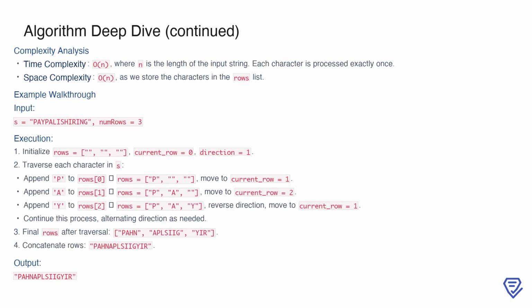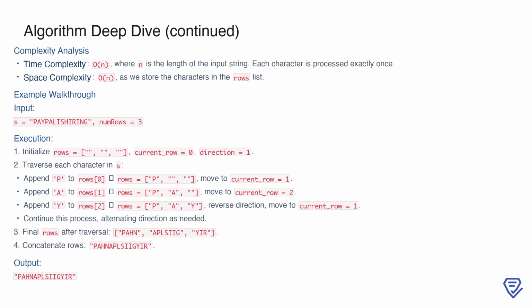Analyzing the complexity of this approach, the time complexity is O(n), since each character in the input string is processed exactly once during the traversal. The space complexity is also O(n), because we store the characters in the rows list, which grows with the length of the string. Let's illustrate this with an example.